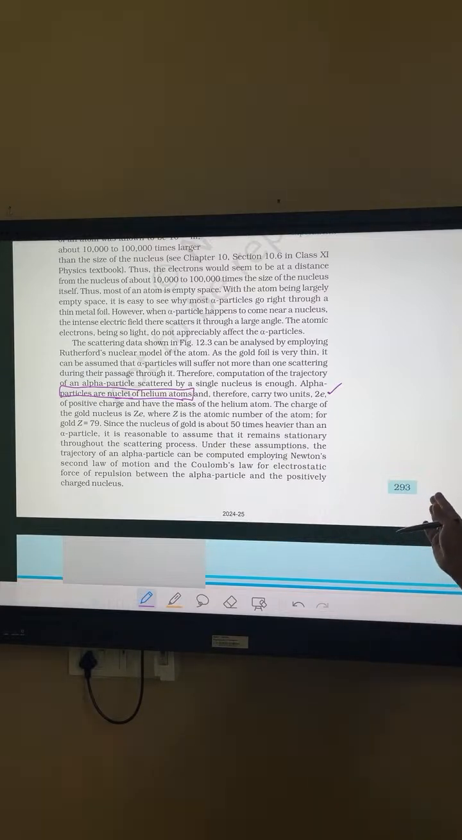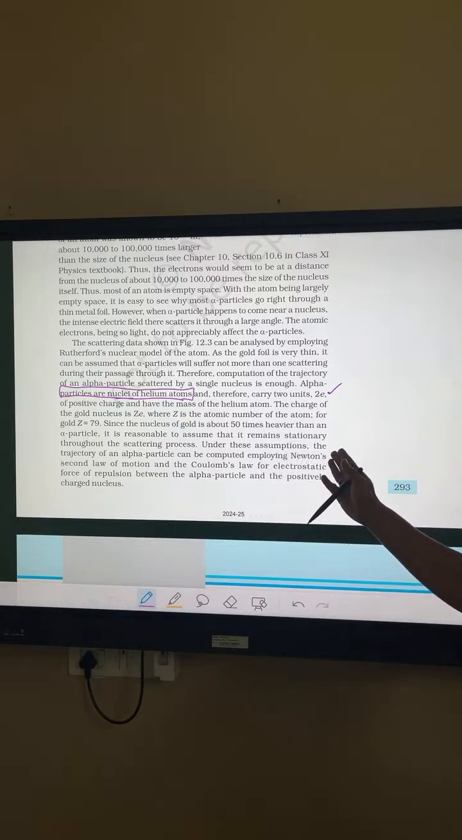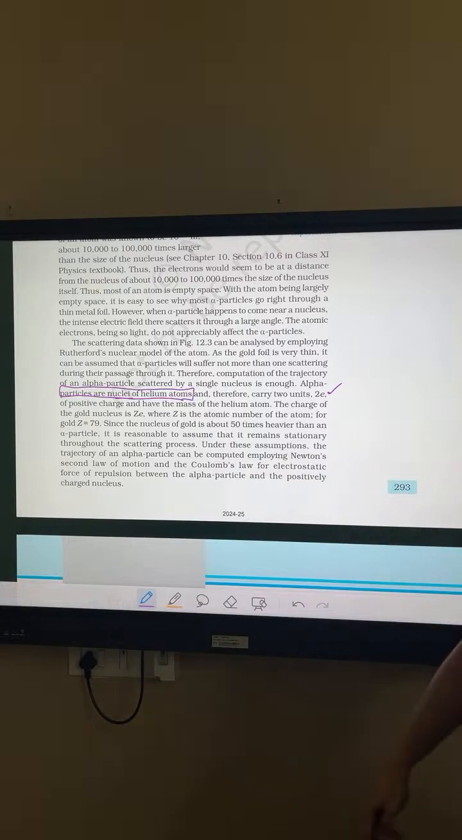So the charge of the gold nucleus is Z times E, where Z is the atomic number of the atom. You are denoting it with that letter, right? For gold, what is the atomic number? 79. E is the charge of an electron or proton, which is 1.6 × 10^-19 coulombs, right? So it is reasonable to assume that the gold nucleus remains stationary throughout the scattering process.